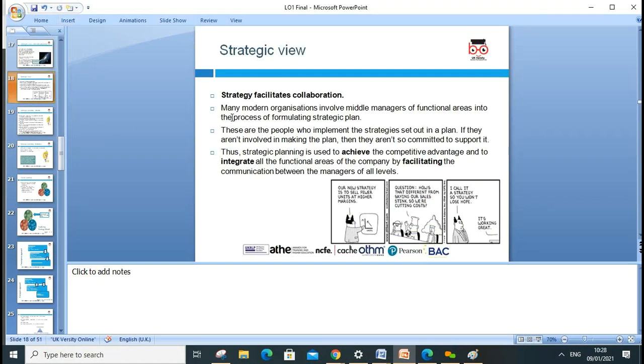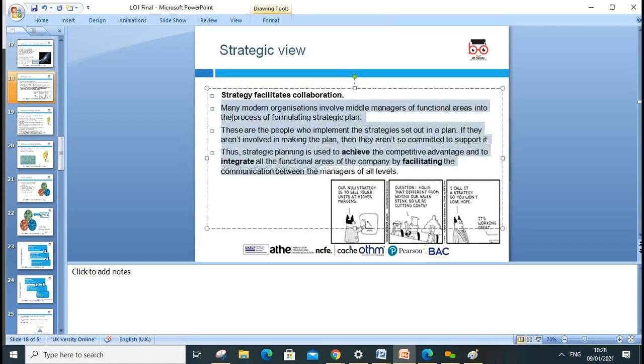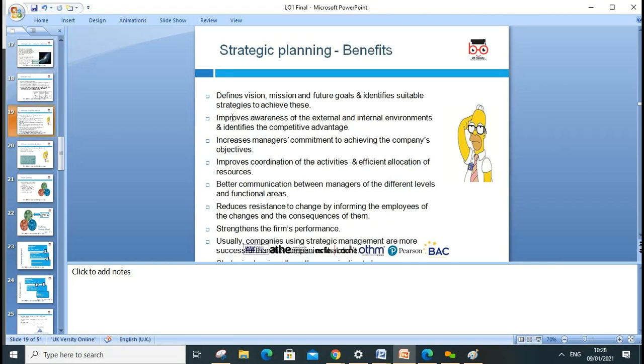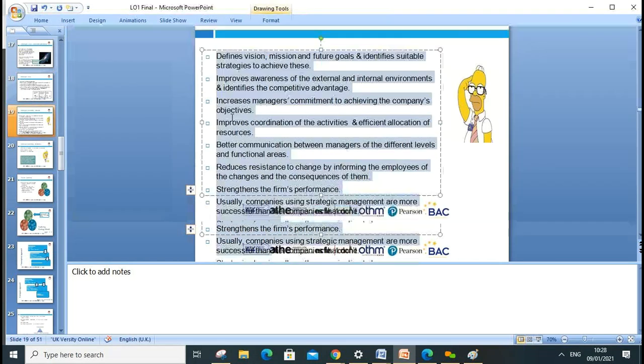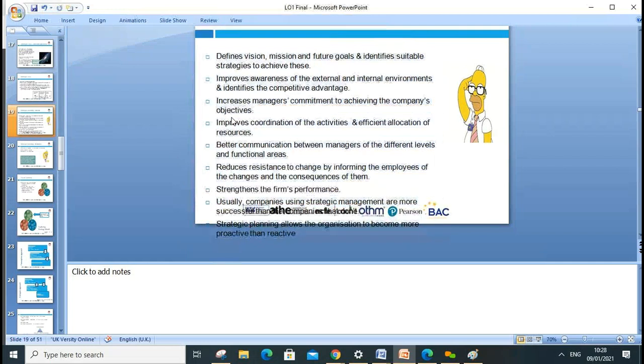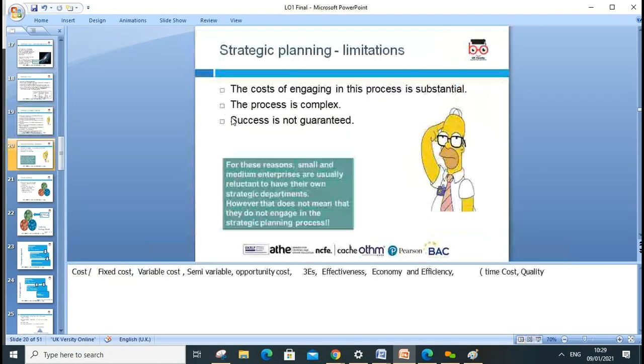So strategy helps to facilitate. I added a few slides, good to be read for the strategic planning. Achieve competitive advantage through integrating all the functional areas and by facilitating communication. That's what we need to follow when we plan. We define missions and objectives, and that's why communication is effective. Communication is crucial, a message to all the stakeholders.